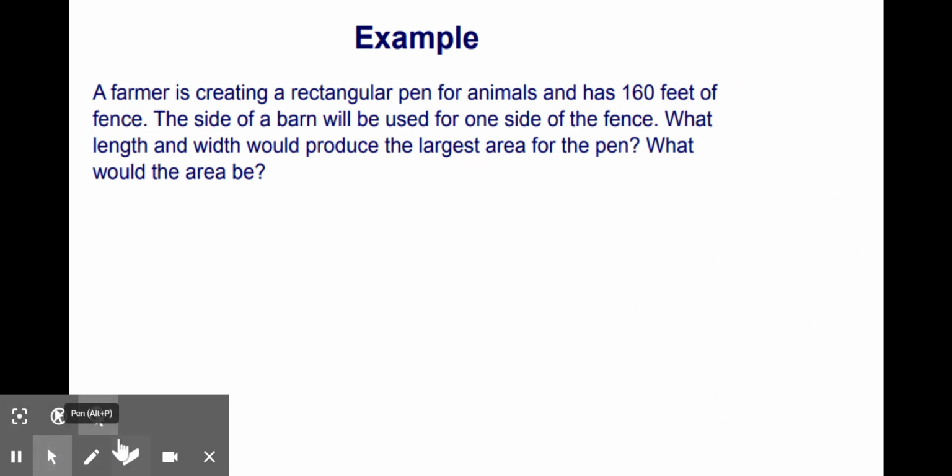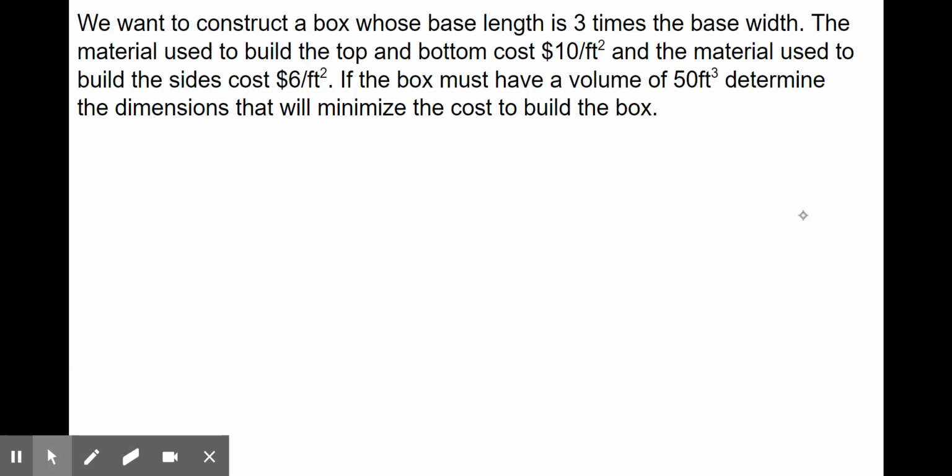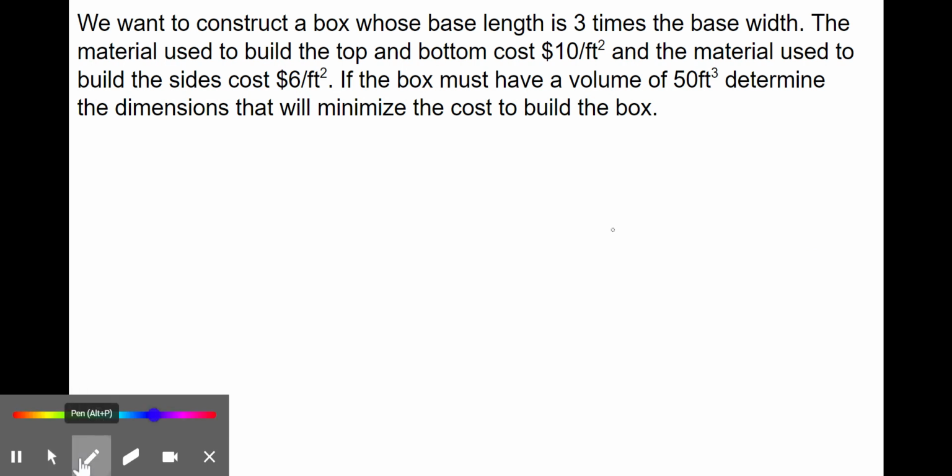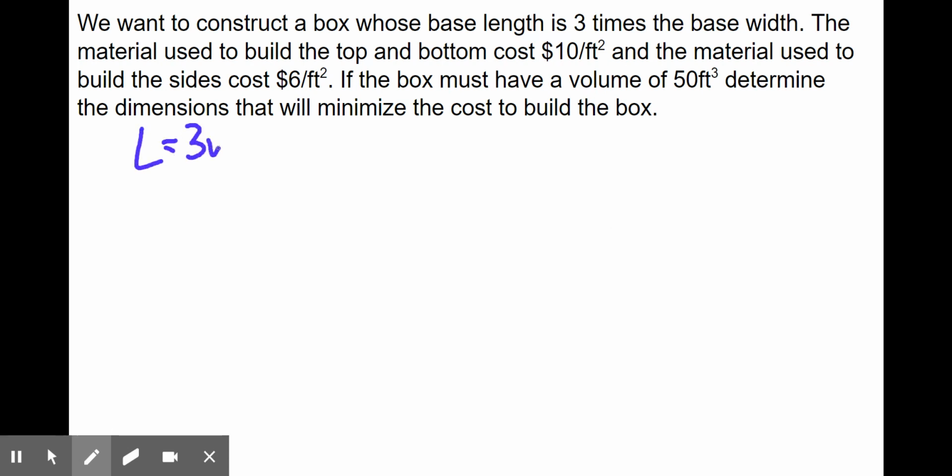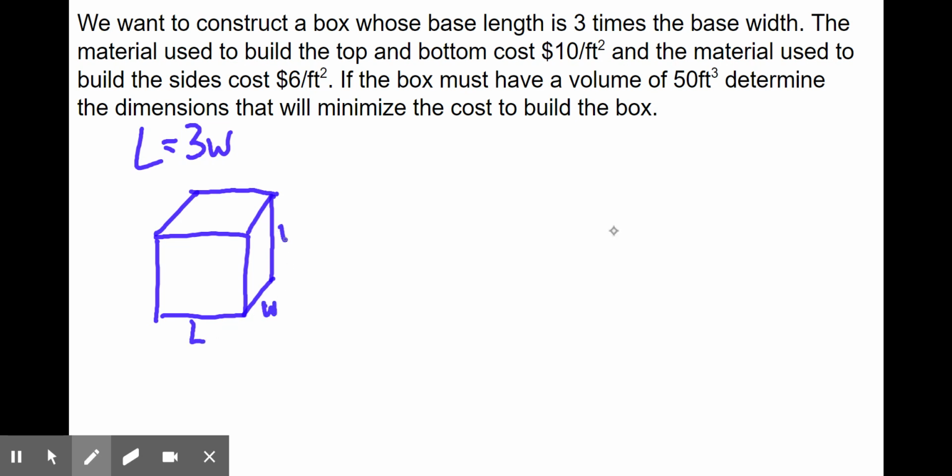All right, let's try another one. Now let's talk about money. We want to construct a box whose base length is 3 times the width. So we have a box. Here's how we draw it. We have length, width, and height. We know the length is 3 times the width. So let's put that down there.